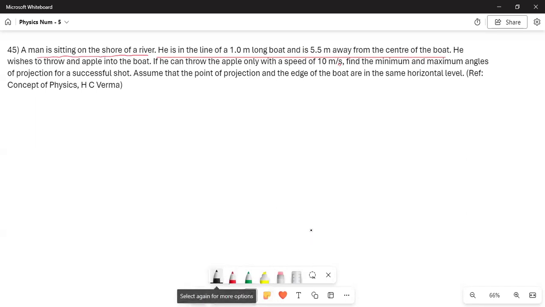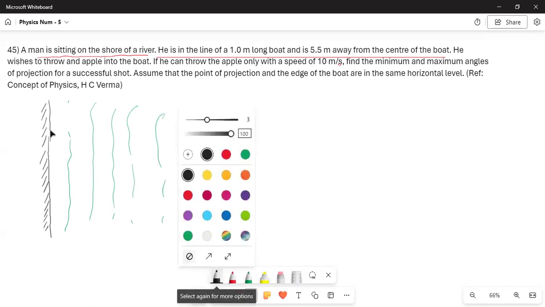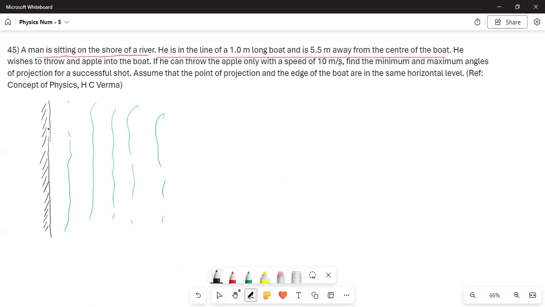Let's draw a diagram for this. Say this is the river bank, and say this is the river. Okay. Let us consider the man is here, and there is a boat here.